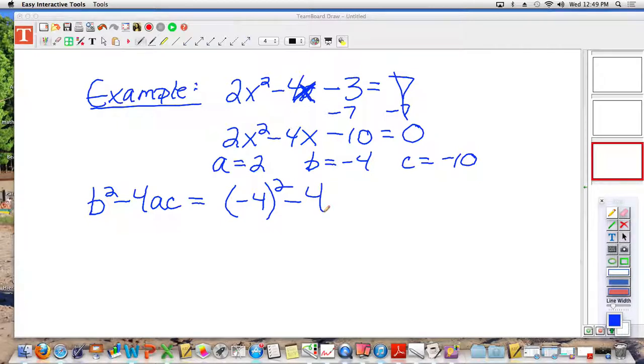times the a value. What's the a value? 2. What's the c value? Negative 10. And then you need to do some button pressing on your calculator. Please make sure the negative 4 is in parentheses. Square it. Minus 4 times 2 times negative 10.